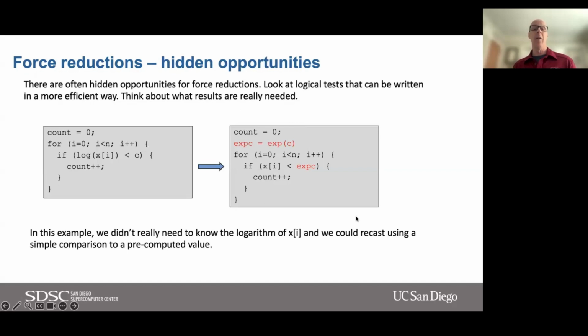For force reductions, look for hidden opportunities. We saw that example earlier where we're calculating the square root of a constant inside of a loop. That one was pretty obvious.